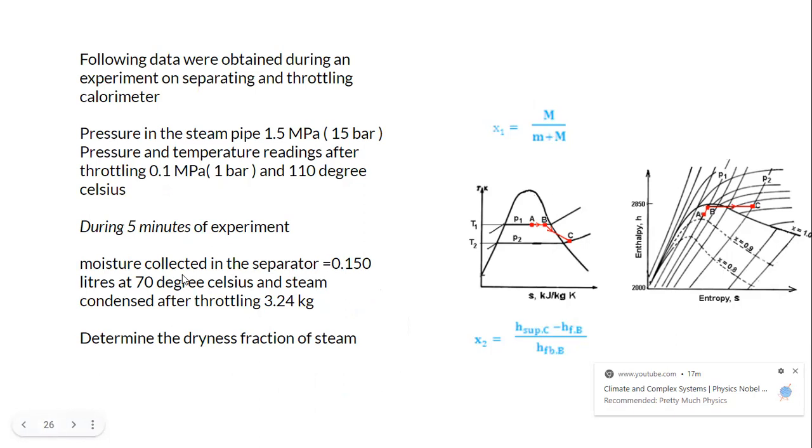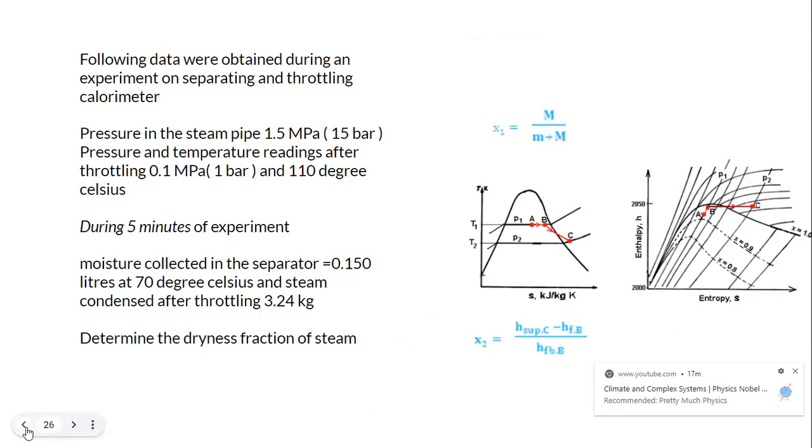So that moisture is an important part of the reading. Let us call this a small m. Actually, it was a volume, we'll convert it into a mass. Then the steam which is condensed after throttling is 3.24 kgs.